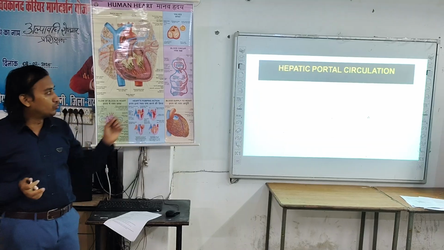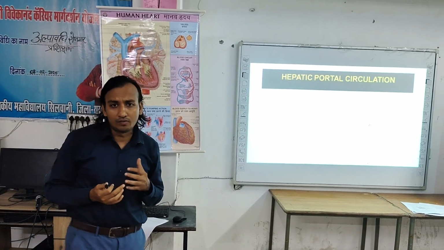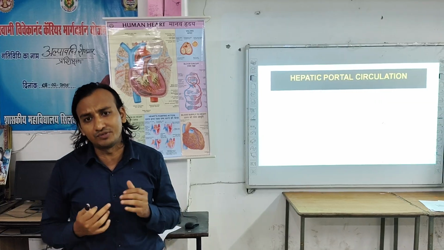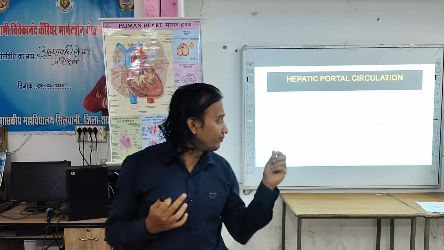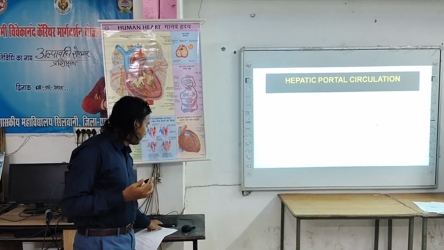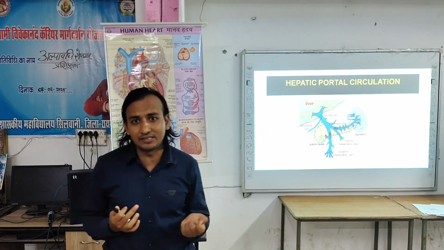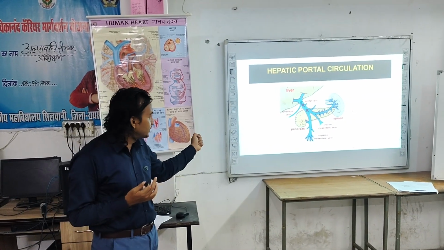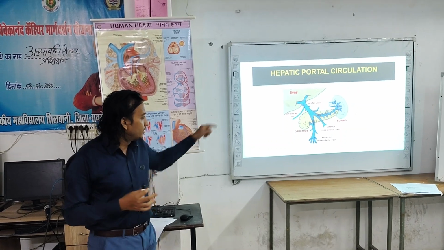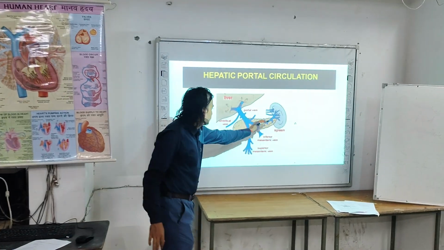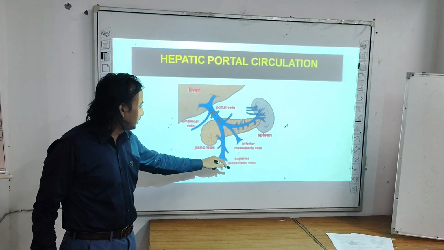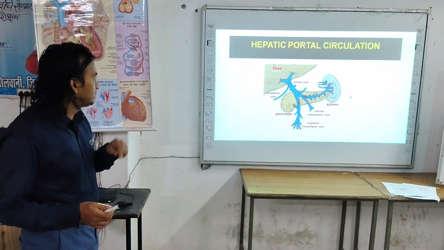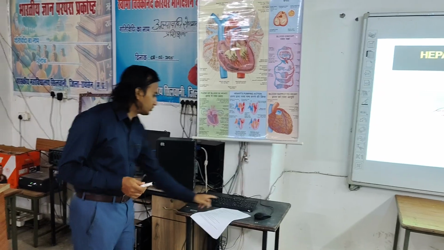Now we will go to hepatic portal circulation. The word hepatic is related to the gastric or digestive system. So what happens in hepatic? The blood comes from the digestive organs to the liver. You can see here is the liver, here is the spleen. So from the digestive organs to the liver, it passes the blood. So this is known as hepatic portal circulation.